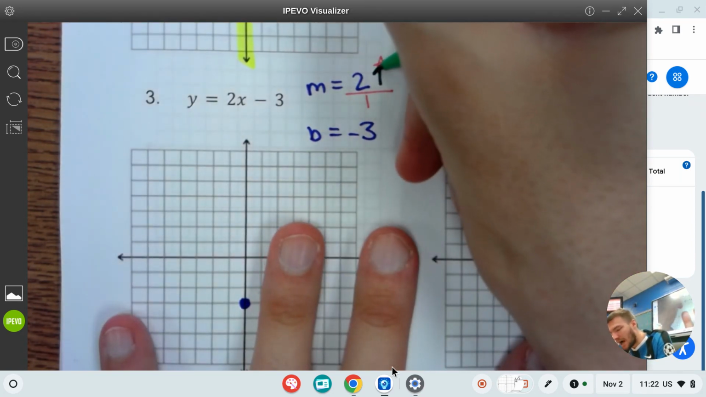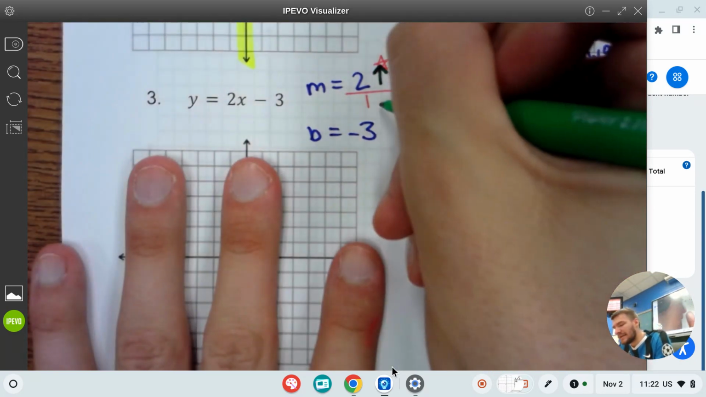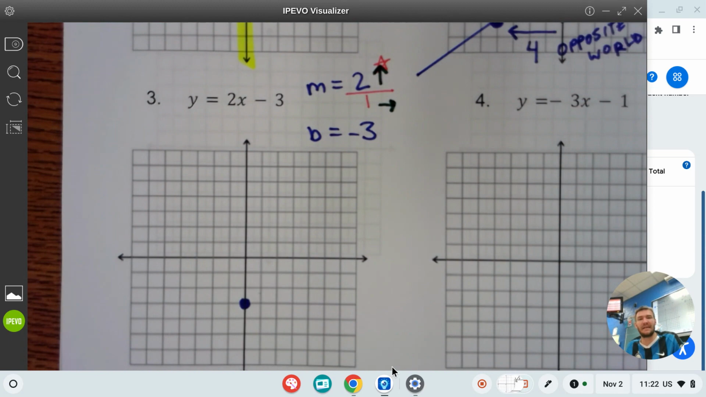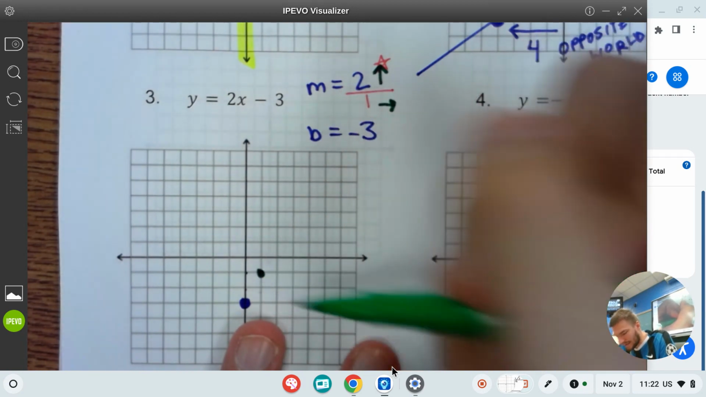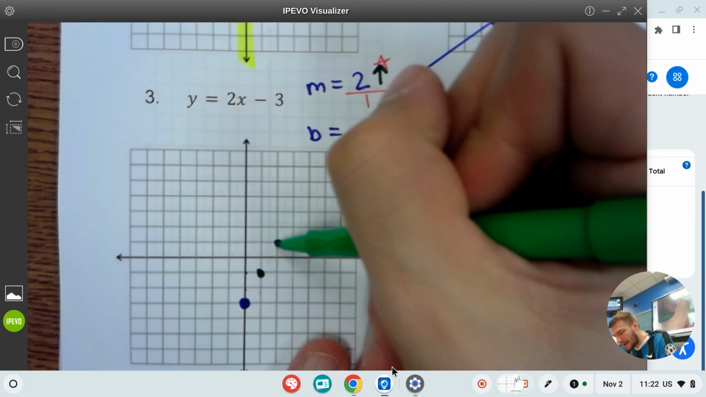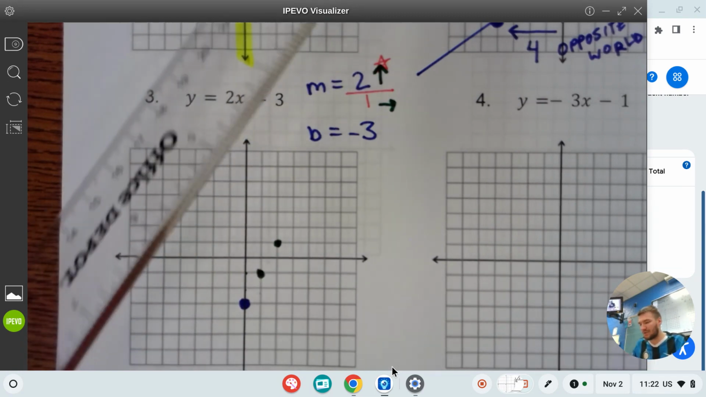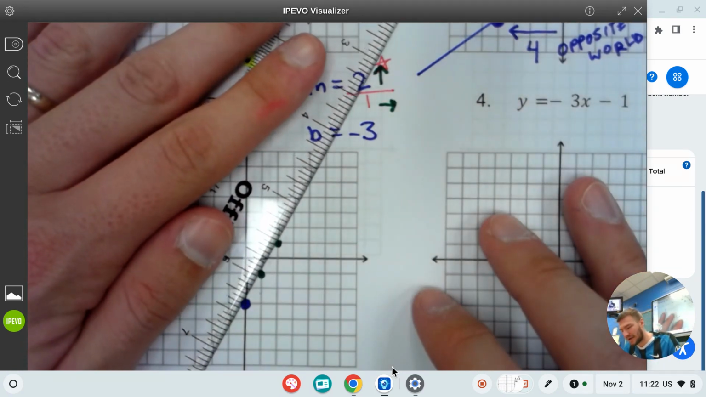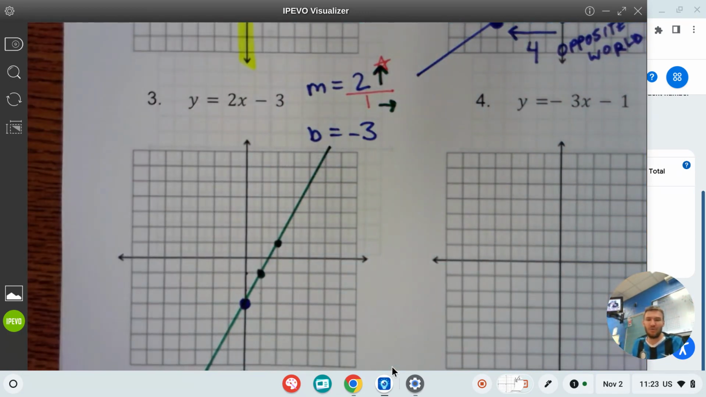The top number, up. The bottom number, is it right or is it left? Right. It's to the right. And so all we have to do is count to 2 and then 1. Up 2, right 1. Once we have 3 dots, that's good enough. You don't have to make more dots. You can stop right there. Make sure they're in a straight line. I think it looks pretty good. And I'm going to draw my line through. Shing. Easy.